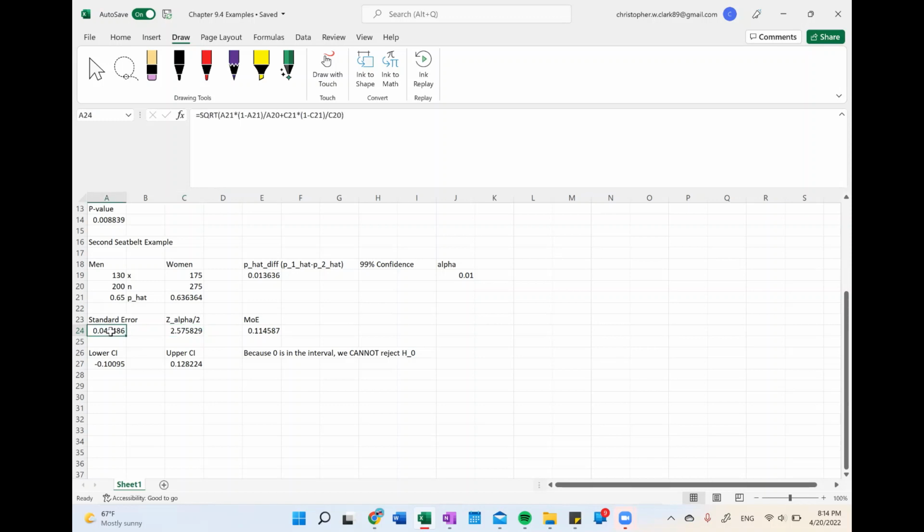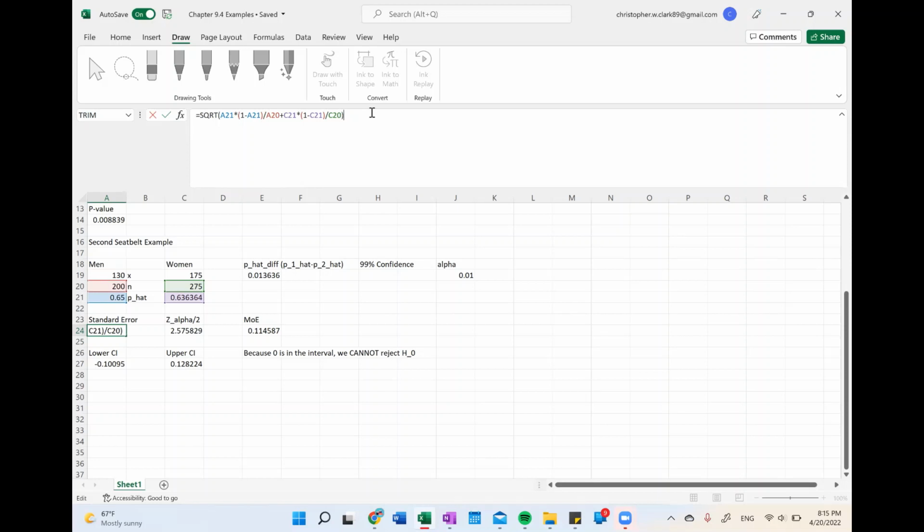So let's calculate our standard error. This is a bit complicated, right? But we've got our A21 is P1 hat, and then our 1 minus A21, that's Q1 hat, divided by A20, our N1, plus our C21, this P2 hat, times 1 minus that, so that's our Q2 hat, divided by C20, which is this N2, and all of this is under the square root, right?